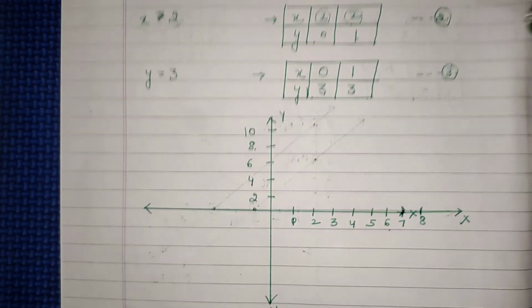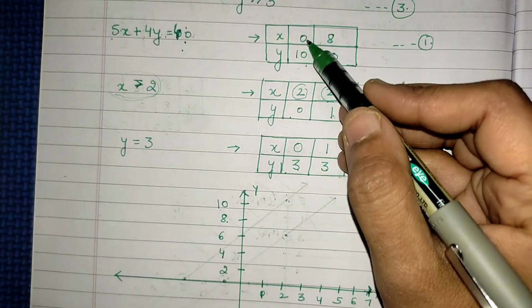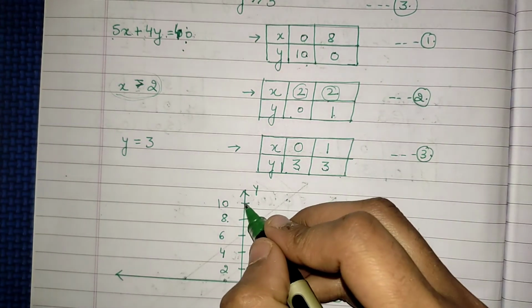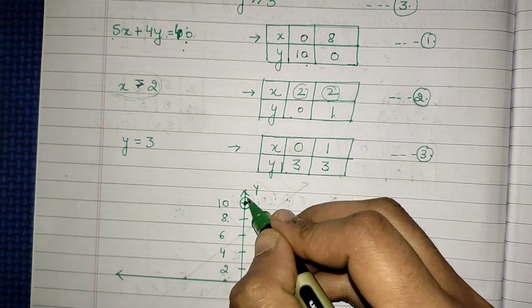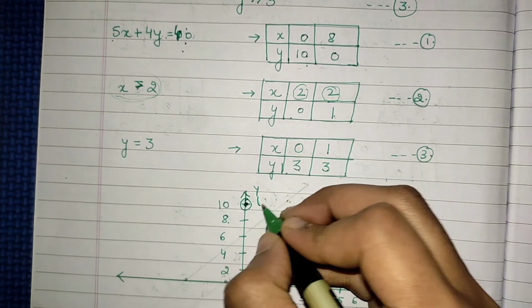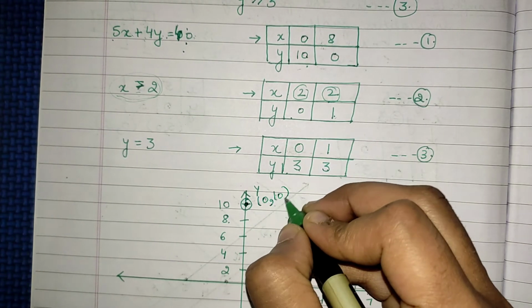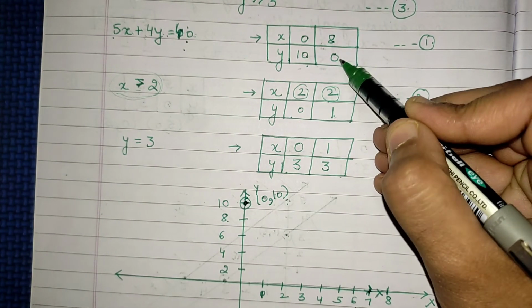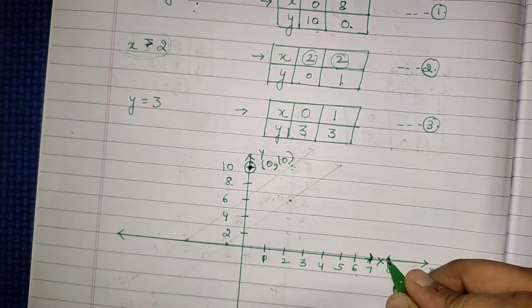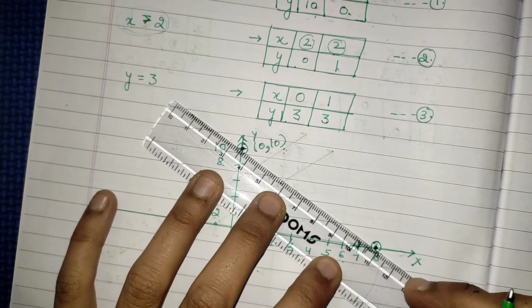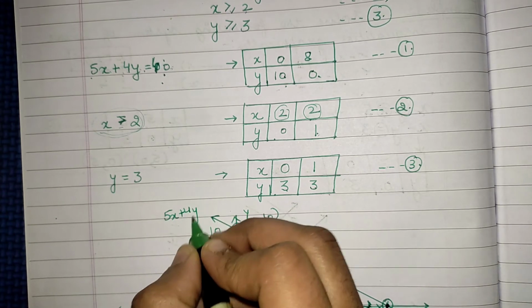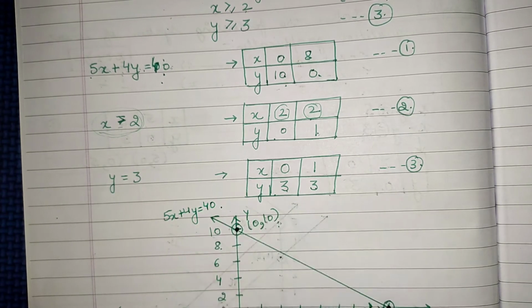If I have to draw my very first line, what is the point? 0, 10 means x is 0 and y is equal to 10. So write down your point 0, 10 here. The second point is 8, 0, this point. Now join these two points. This is the line 5x plus 4y is equal to 40.